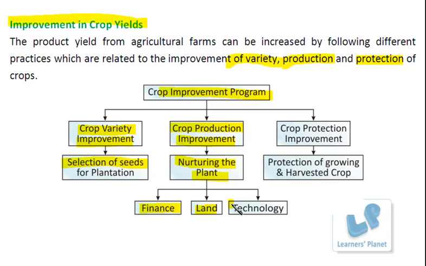Then there is the technology. Of course, the new technologies are used nowadays to nurture the plants. And these techniques are related to the different phases of crop production. Like it may be related to plowing, hoeing, harvesting, or irrigation, and so on. So accordingly, the improvement is done. Next is the crop protection improvement.